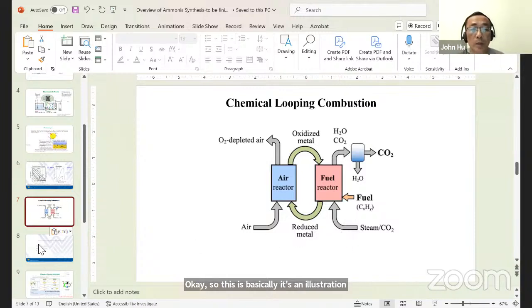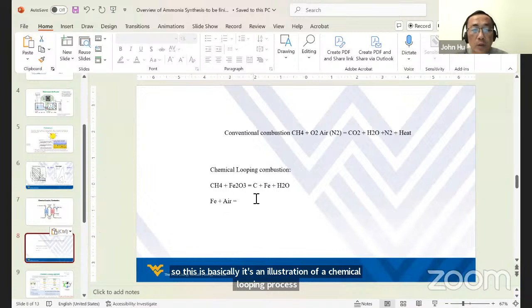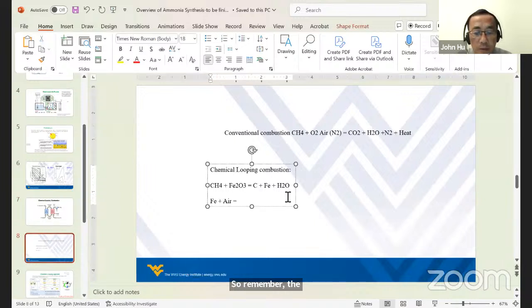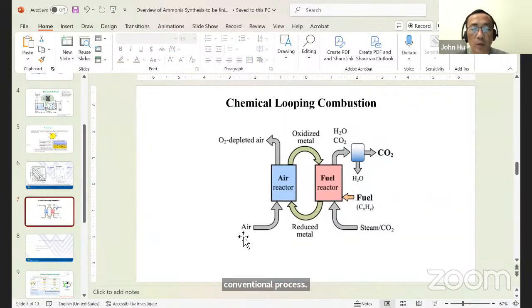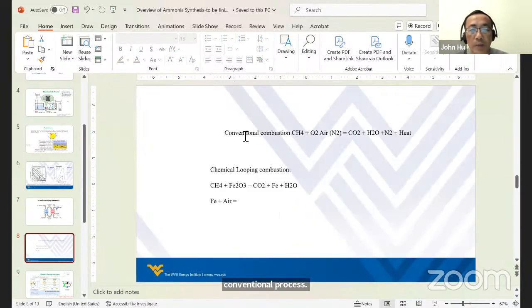So this is basically an illustration of a chemical looping process. Remember the conventional combustion process: you have methane reacted with air, oxygen, and then it produces CO2 and water, but nitrogen stays in there. When nitrogen stays in there, it creates a problem because it dilutes the CO2.